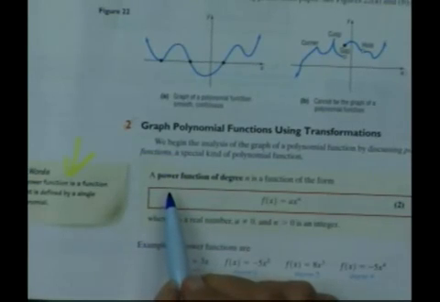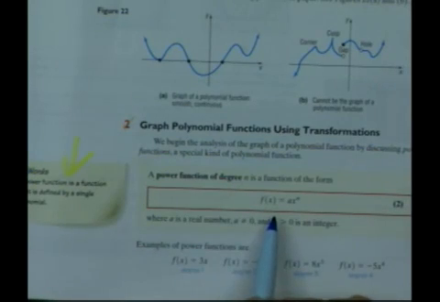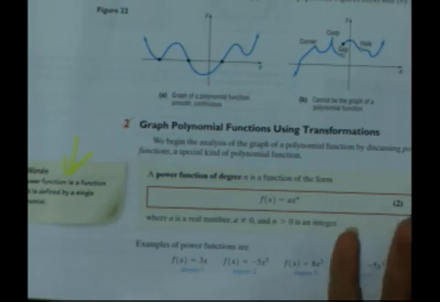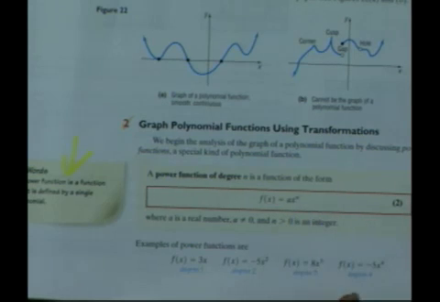Okay, good. The next thing in section 3.2, a lot of this seems to be vocabulary, is we want to start out with just looking at power functions of degree n. A power function of degree n is just a special polynomial where we're only going to have one term, and it's going to be ax to the n. We're going to use this to help us talk about long-term behaviors of other polynomial functions.